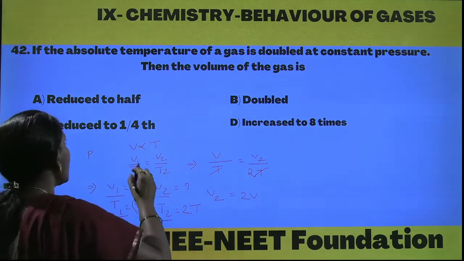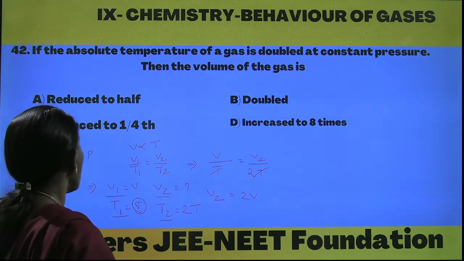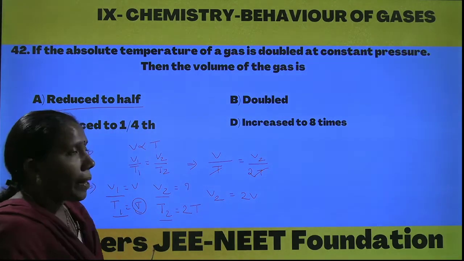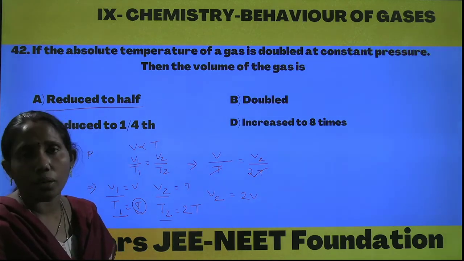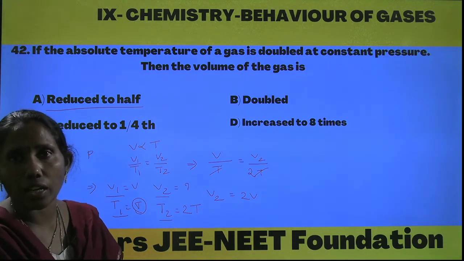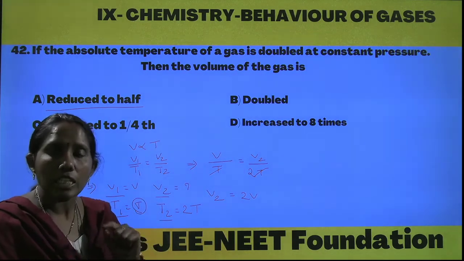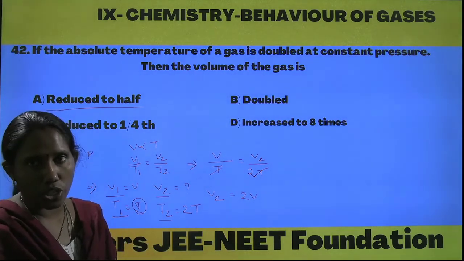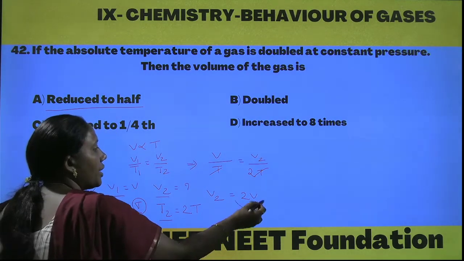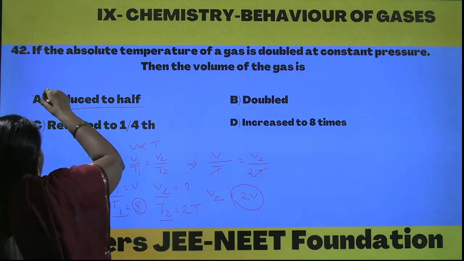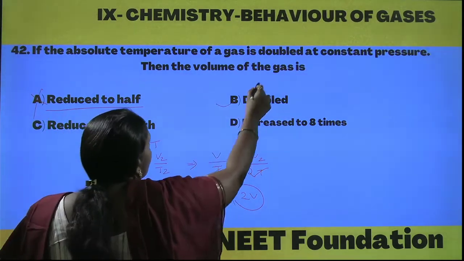So I will go with the options given. Let's check here. First option is reduced to half. No, because volume and temperature according to Charles' law are directly proportional to each other. If it is reduced to half, it indicates inversely proportional, right? And also we got here 2V. 2V means it is doubled. So not the first option, and B option is doubled.